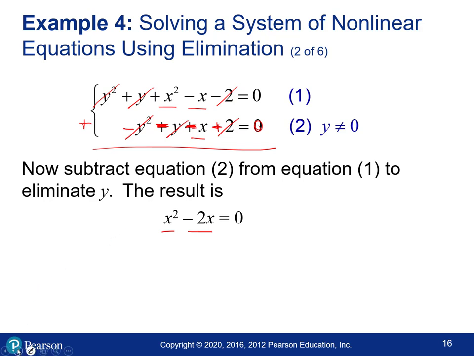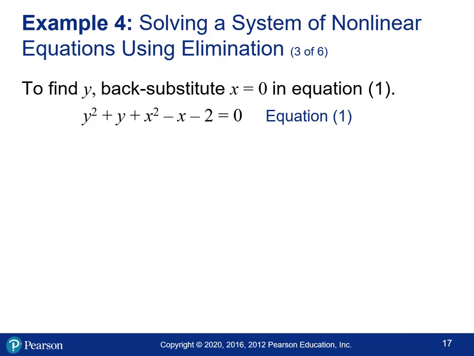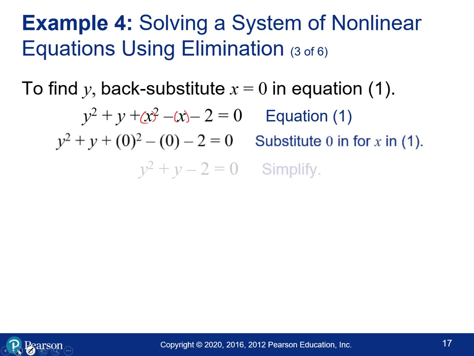And this one factors really nice. Notice it is just one equation with one variable, and we just get x is 0 or x is 2. So now we just have to go back and solve for y. And so plugging into either of our equations, we're going to solve for y. So we know x is 0, so exactly in all of these spots for x, let's plug in a 0. And then we are going to have, after that, y squared plus y minus 2 equals 0.